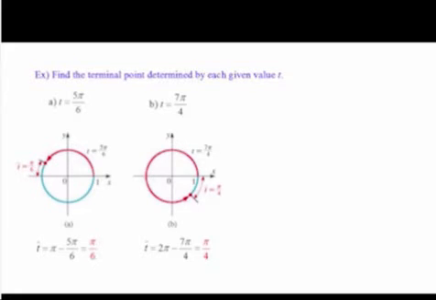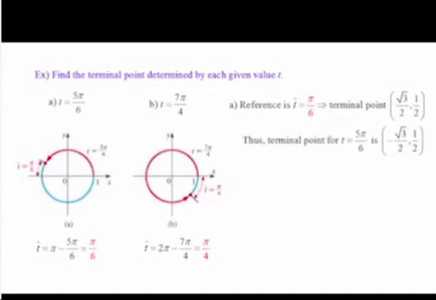Find the terminal point determined by each given value t. The t values I kept the same as the previous example, including all the work we did to find the reference numbers. For part A, we had reference number t bar equal to pi over 6. This determines a terminal point of square root of 3 over 2, 1/2. Since the terminal point determined by t equal to 5 pi over 6 is in quadrant 2, its x-coordinate is negative, and its y-coordinate is positive. Thus, the desired terminal point is negative square root of 3 over 2, comma, 1/2.